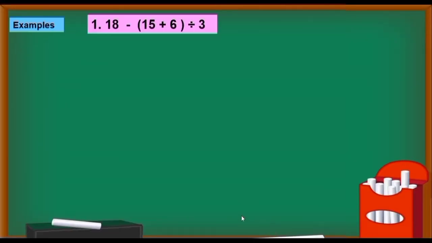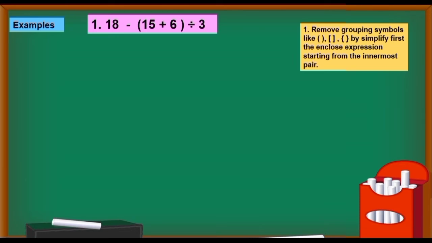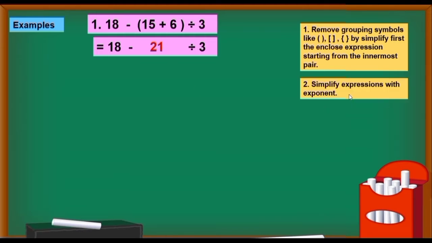Okay? So, let us have this example. 18 minus the quantity of 15 plus 6, divided by 3. So, the first one is we have to remove the grouping symbols like yung parenthesis. As you can see, meron po tayong parenthesis. Uunahin po natin. So, 15 plus 6. So, magiging 18 minus, so 15 plus 6 ay 21. Okay? Next one po is we have to simplify expressions with exponents. Eh, wala naman po tayong exponent, di ba? So, iiwan na po natin yan.